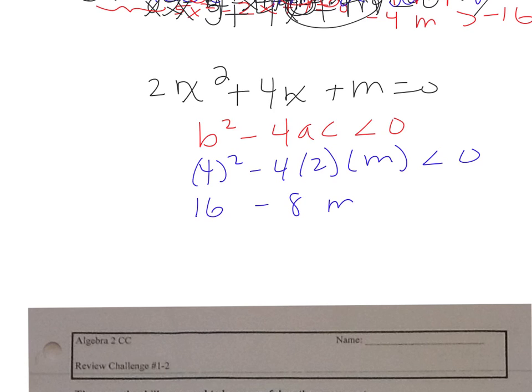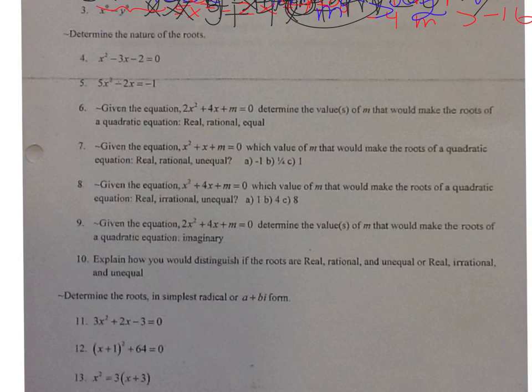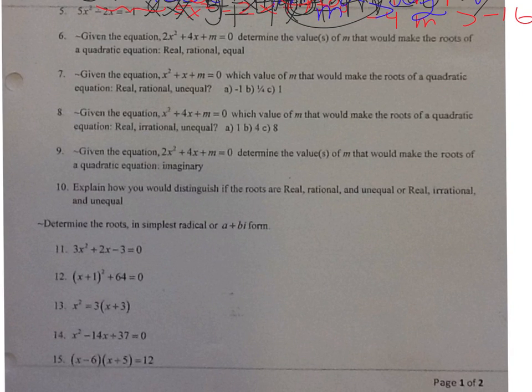16 minus 8m is less than 0. So minus 16, I get negative 8m is less than negative 16. Divide by negative 8. Remember to flip the sign when you divide by negative. When m is greater than 2, you will have imaginary roots. All right, let's take a look at 10.